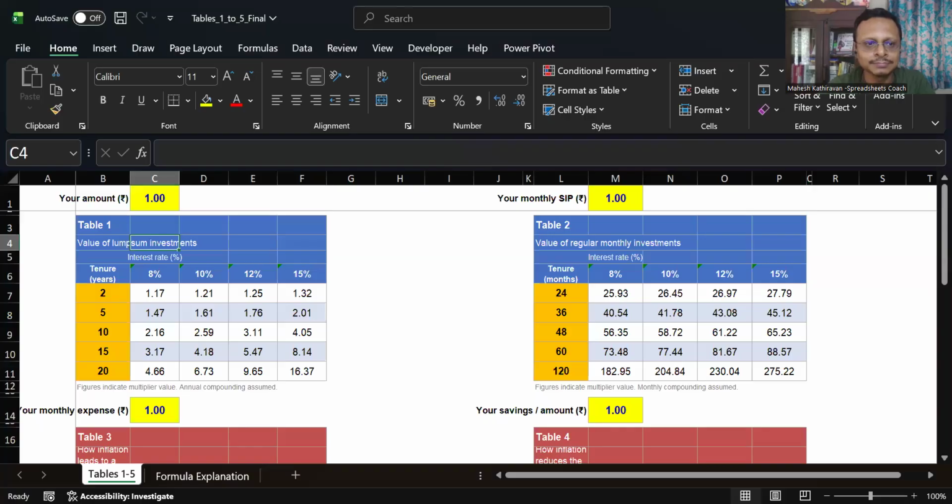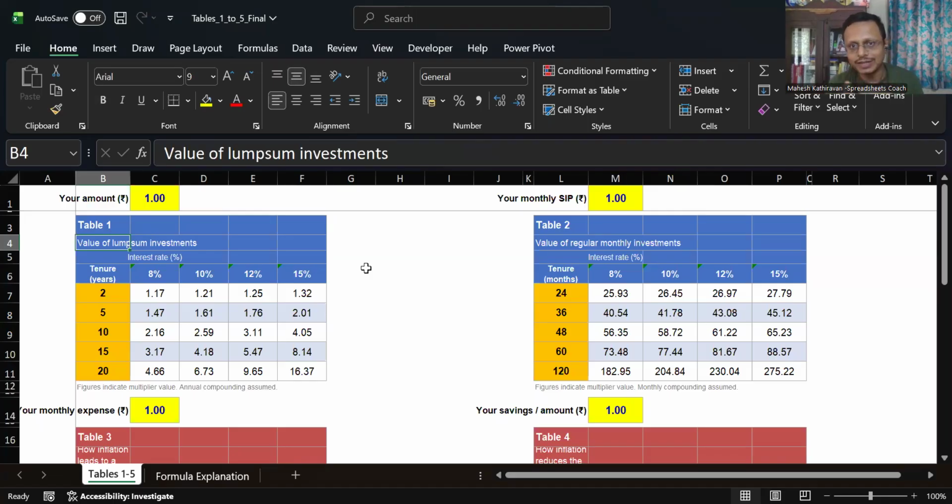So I will be sharing my screen. Now here, if you see, there are 5 tables. One is the value of a lump sum. Imagine you are in the personal finance area. Now imagine you want to invest in any instrument. This is not related to any financial product, be it mutual fund or stock market. I'm not putting this product-wise. I'm just saying, for example, if you invest 1 rupee, what will happen?